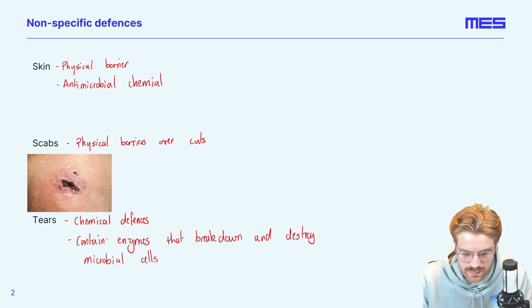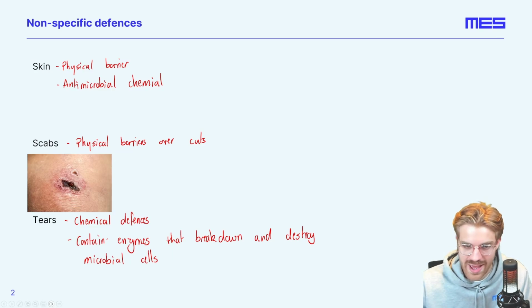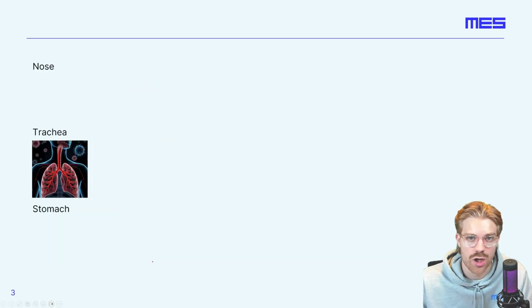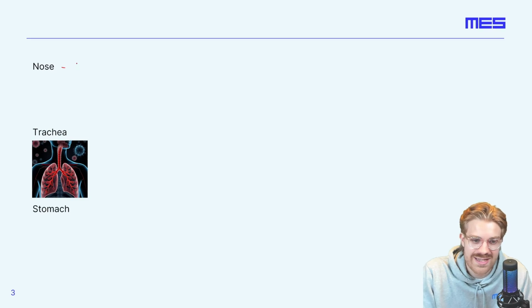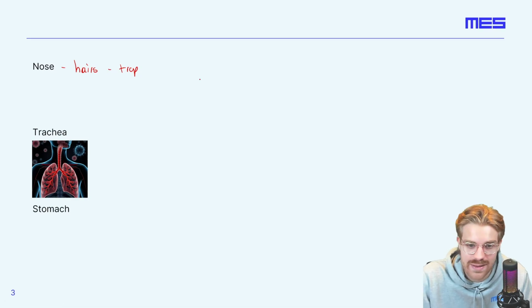Our next example of a non-specific defense is our nose. Now, our nose contains hairs, and the hairs will trap larger particles as well as pathogens too. So larger things like dust particles and pathogens.